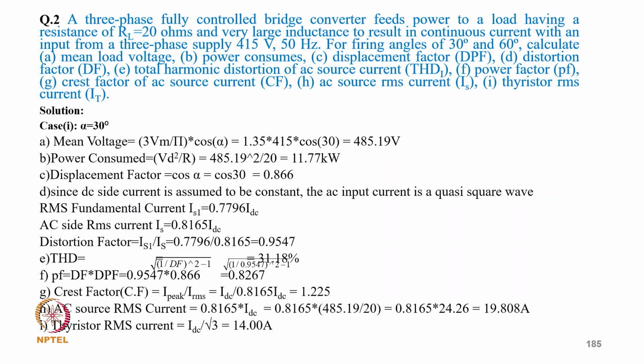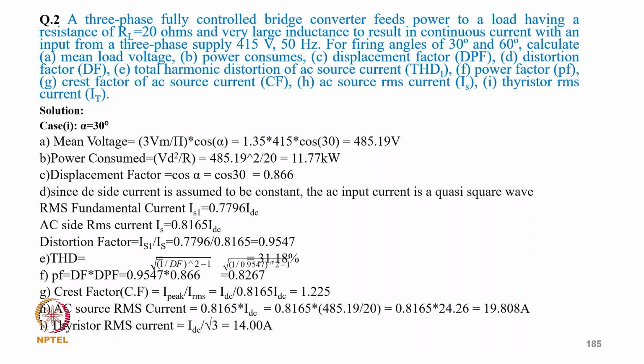Now coming to example 2: a 3-phase fully controlled bridge converter feeds power to a load having a resistance of RL equal to 20 ohm and a very large inductance, resulting in continuous current, with the input from a 3-phase supply of 415 volt, 50 Hz, for alpha of 30 and 60 degrees. Calculate the mean output voltage, power consumption, displacement factor, distortion factor, total harmonic distortion of AC current, power factor, crest factor of AC mains current, AC RMS current and thyristor RMS current.